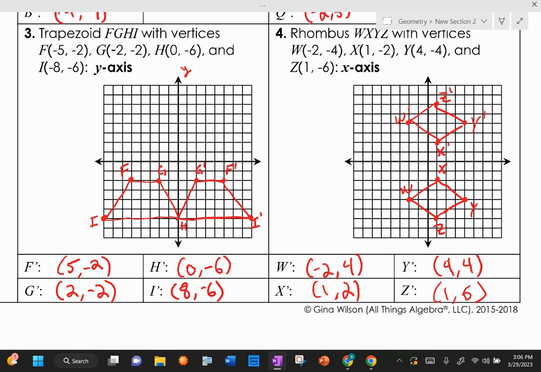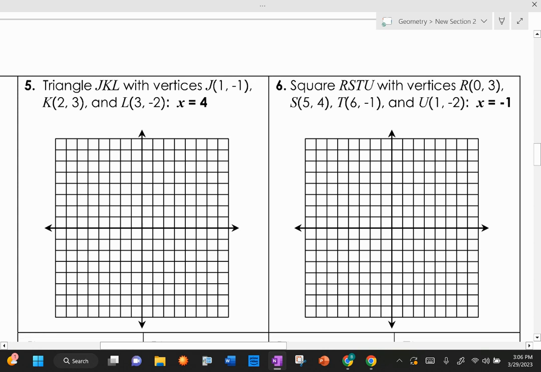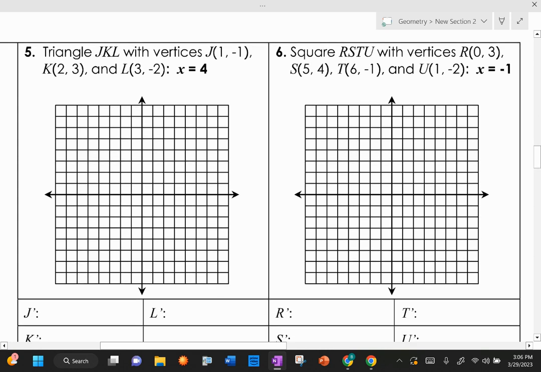All right, even if you're not done with all the original shapes, are we at least to where we can get to number 5? Okay. So let's focus on number 5, please. On number 5, we have a triangle JKL with vertices J, K, and L. Our line of reflection, however, this time is now going to be horizontal or vertical lines that are not the axes. Okay. So x equals 4.